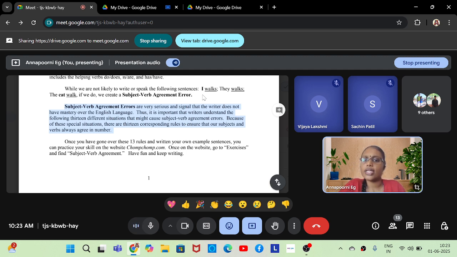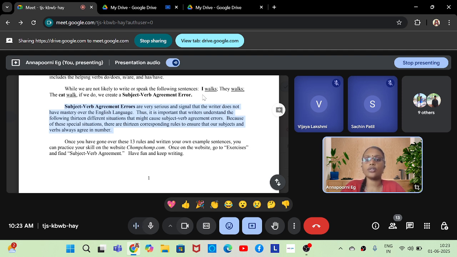All right. So you can see here, it is important that writers understand the following 13 different situations that may cause subject verb agreement errors. So we are not just discussing one particular type. There are 13 different types of subject verb agreement. Subject verb agreement is the same, we are following the same agreement, but in 13 different cases we are going to check and learn that. And there are 13 corresponding rules to ensure that our subjects and verbs always agree in number. Subject and verb should always agree in number.